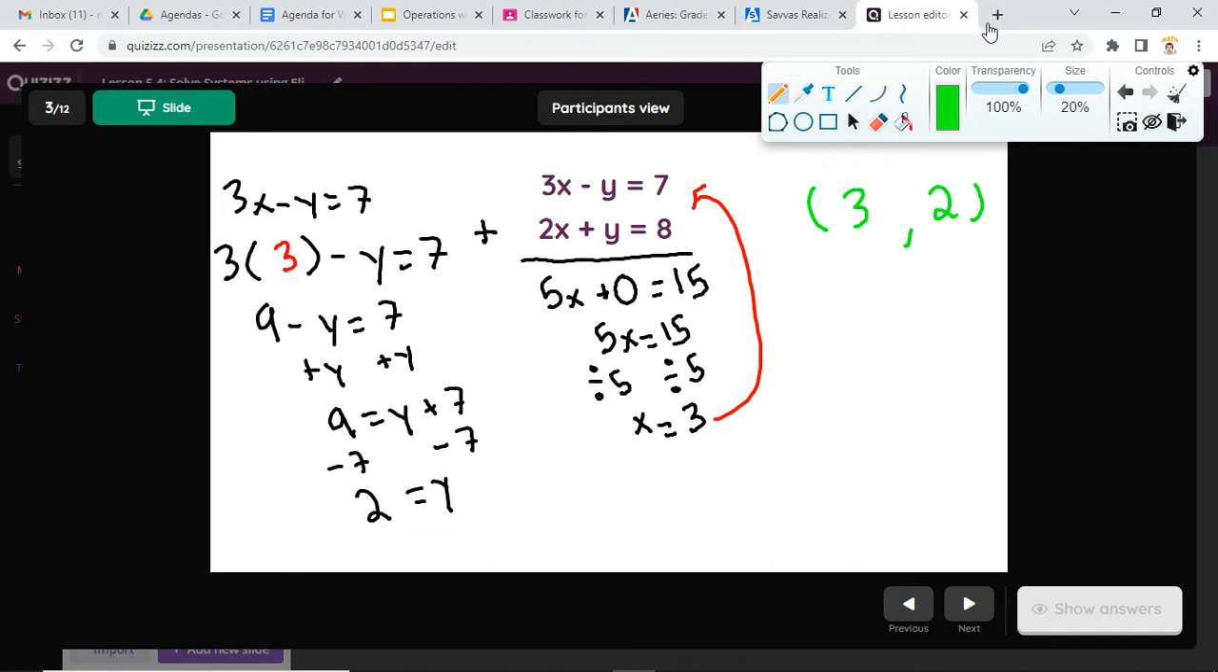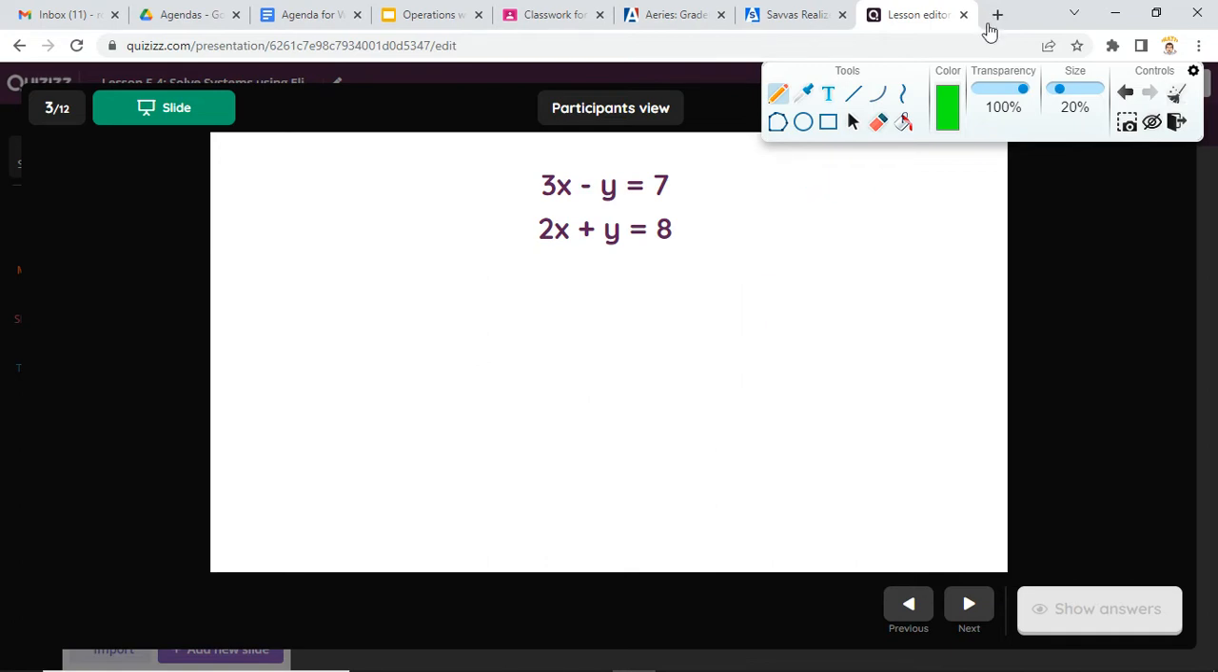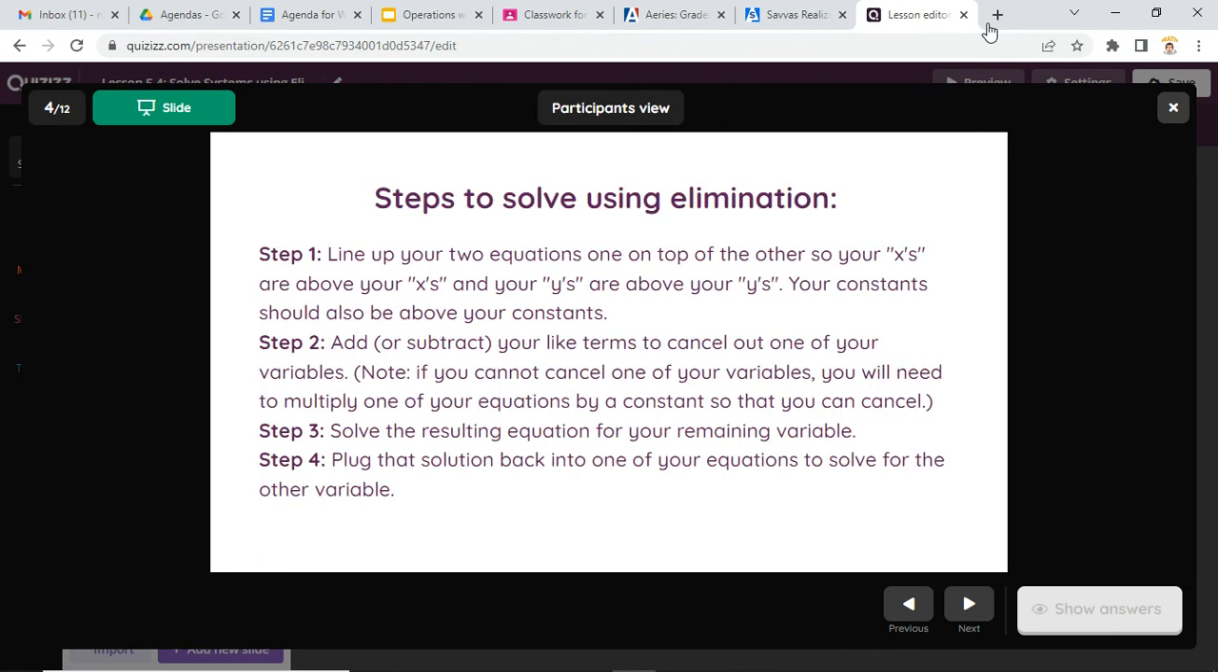Alright, so that might have been a little bit confusing to some of y'all. So what I want you to do now is write down the steps of how we solve a system of equations. So step 1, you need to line up your two equations so your x's are on top of your x's, your y's are above your y's, and your constants are above your constants. Whether that means rearranging your equation, or just simply using the commutative property and moving it around, you need to have your x's, y's, and the constants all in columns above each other.